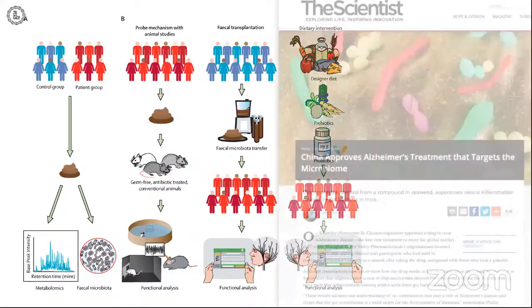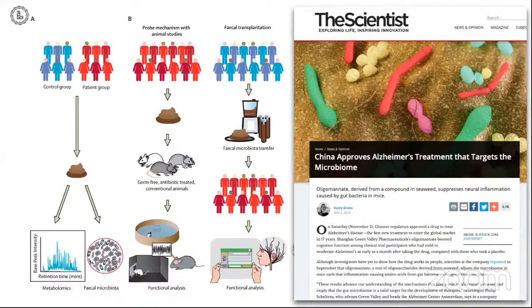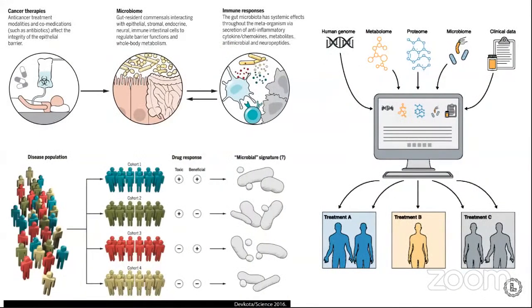So here's an example of China approving the first Alzheimer's treatment that targets the microbiome. And you've probably heard of many other examples of interventions using fecal transplantation and other types of interventions. So here we see a number of cancer therapies that have been proposed to be affected by the microbiome composition. And therefore, we understand how the metabolic potential of these microbes and the products that they produce is an important area of study for us to have more personalized and more effective treatments for different types of patients.